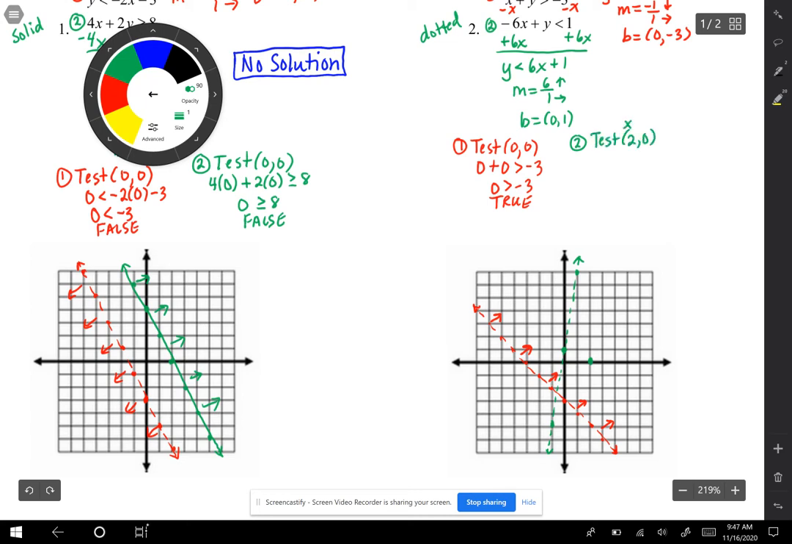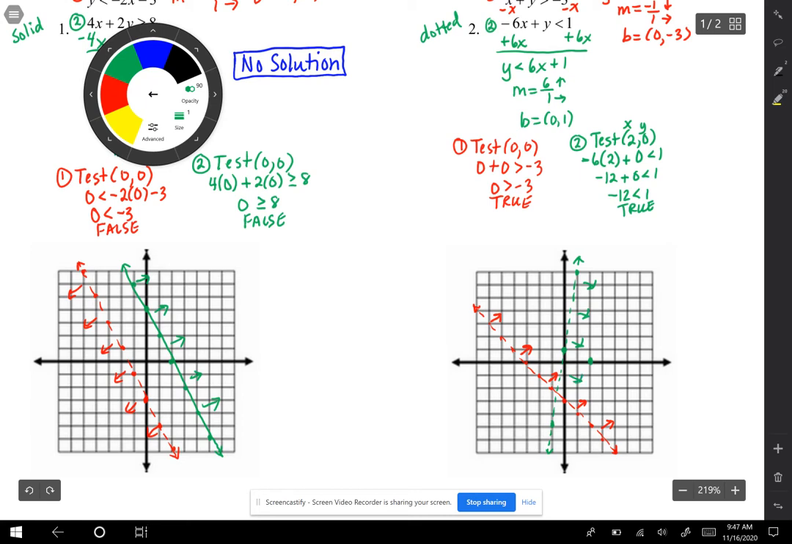So remember, x is 2, y is 0. So in our original problem, it's negative 6 times x plus y less than 1. So that's negative 12 plus 0 less than 1. Negative 12 is less than 1. That is true. So we want to point to that point because that's true. This is the true region.